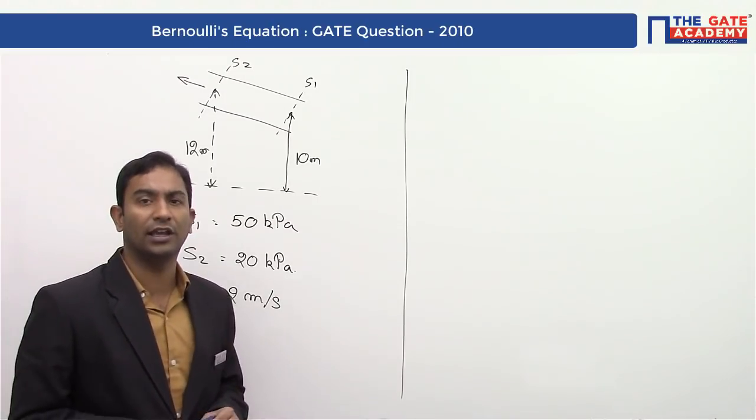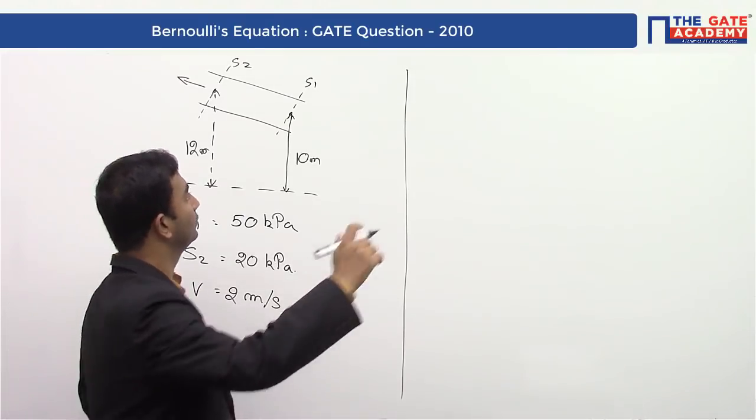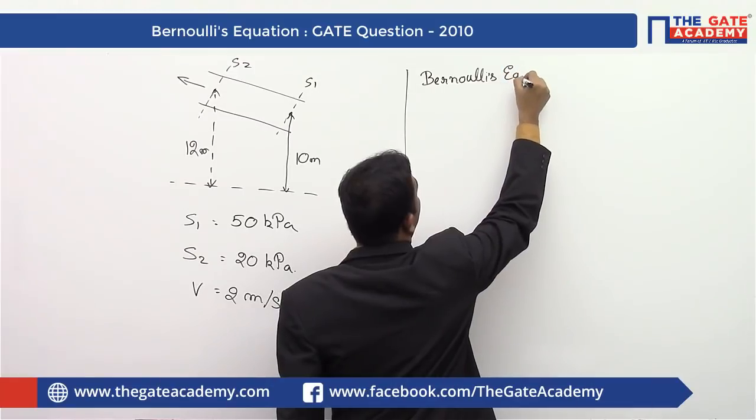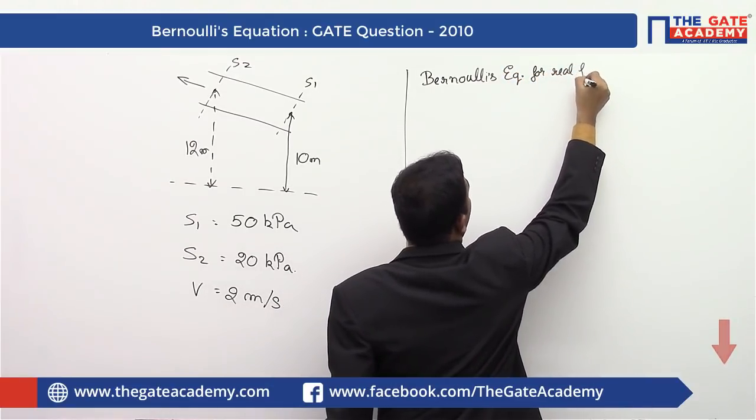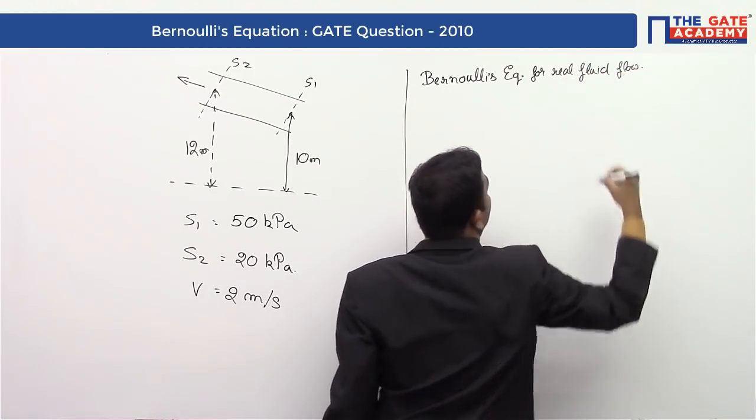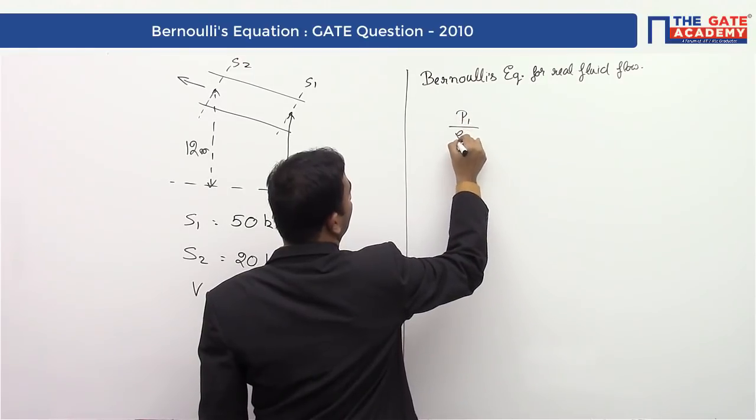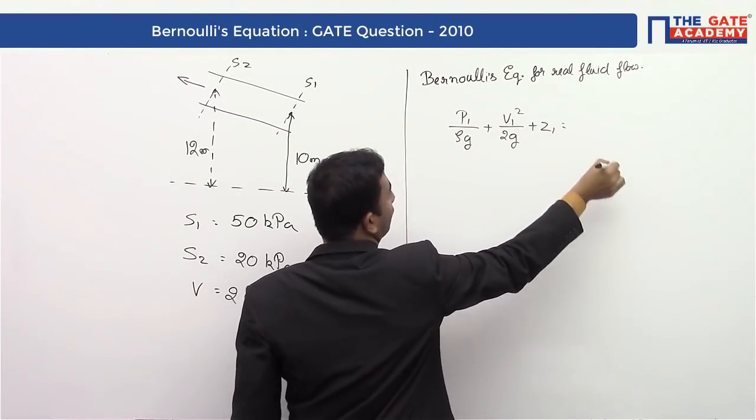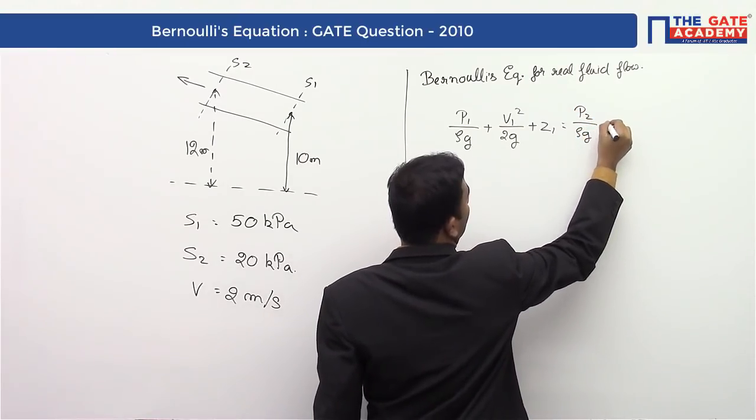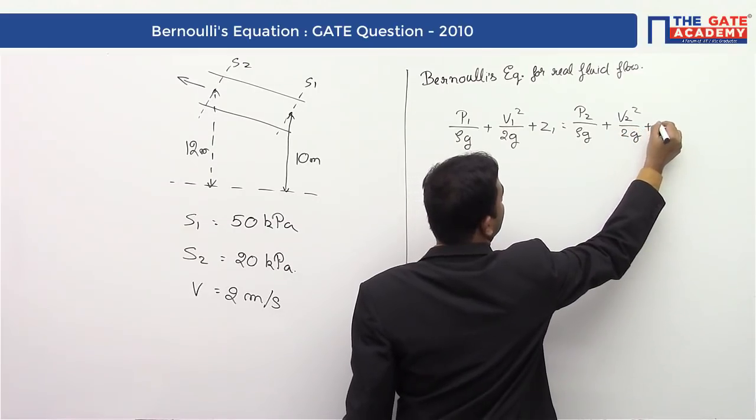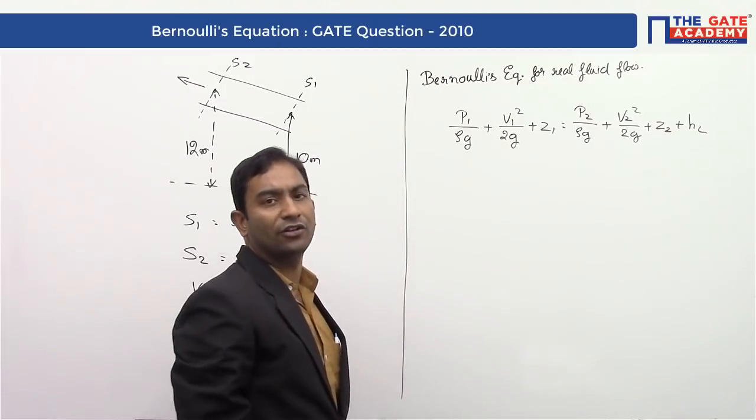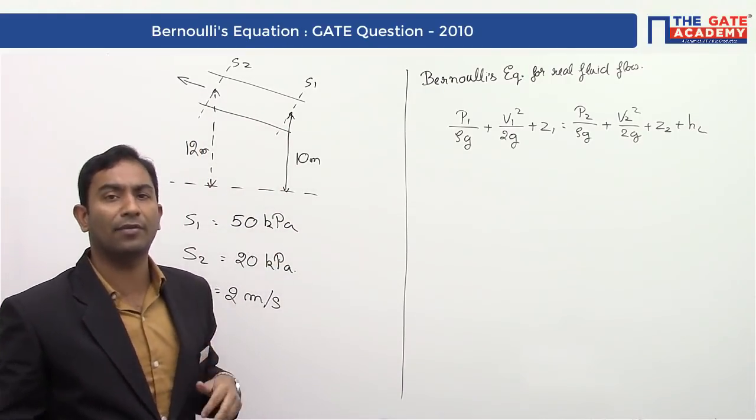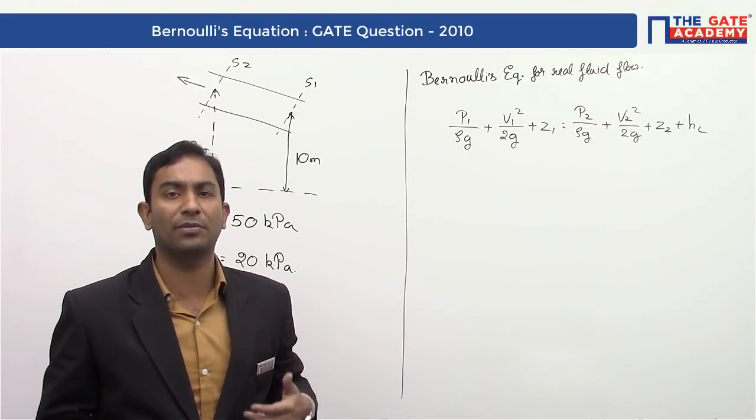Now, if we apply Bernoulli's equation for real fluid flow, we have P1 by rho g plus V1 square by twice g plus Z1 is equal to P2 by rho g plus V2 square by twice g plus Z2 plus HL. HL is the hydraulic loss term. Now, in this case, this is a pipe of constant diameter. There is nothing given about the cross-section varying, so we'll consider this pipe to be a constant cross-section pipe.